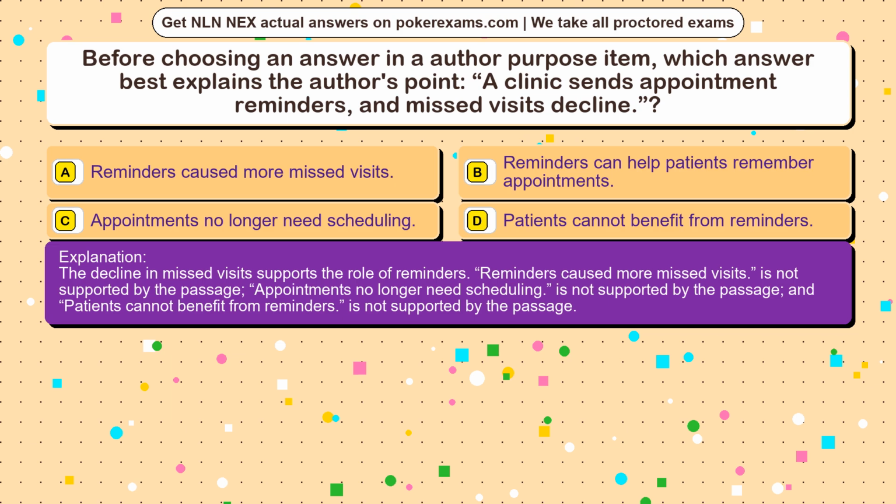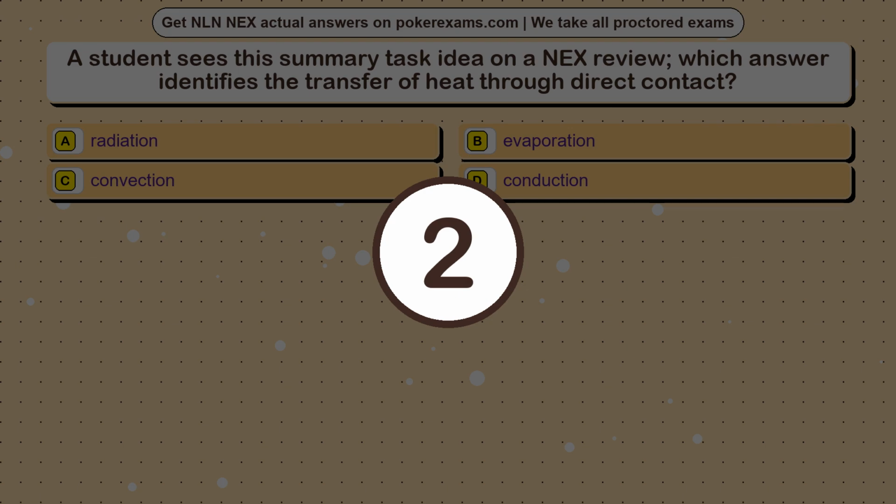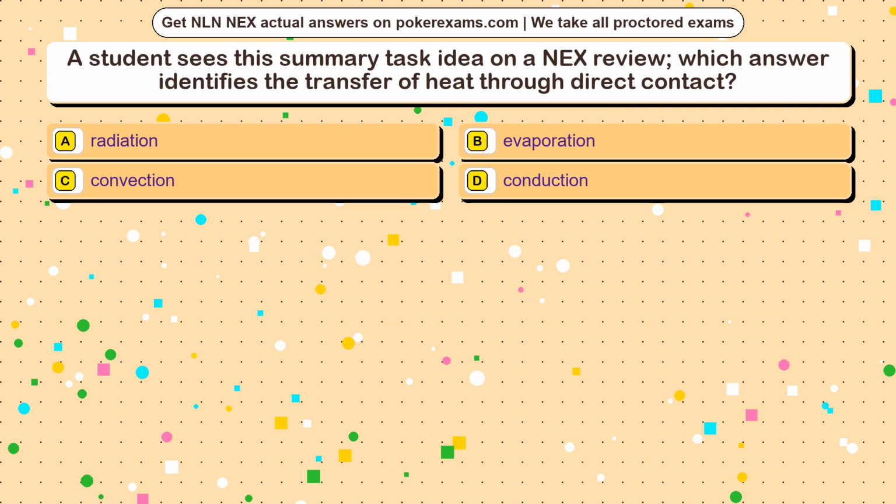Question 10. A student sees this summary task idea on a NEX review. Which answer identifies the transfer of heat through direct contact? Option A, radiation. Option B, evaporation. Option C, convection. Option D, conduction. The correct answer is option.